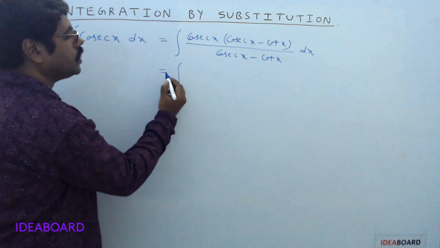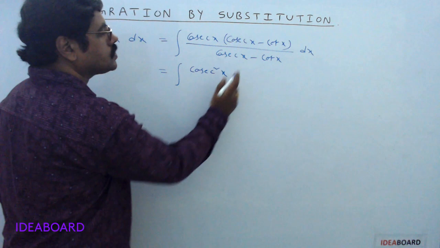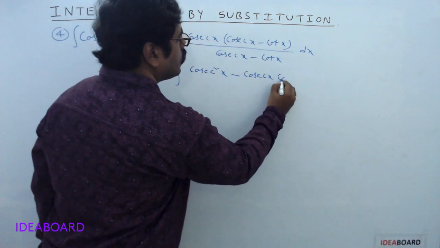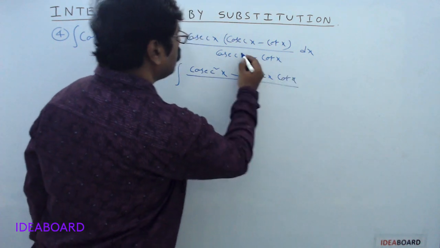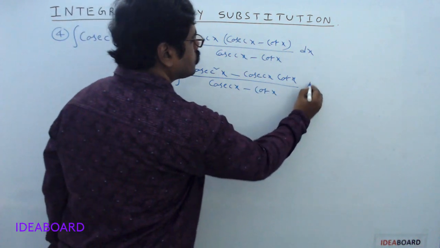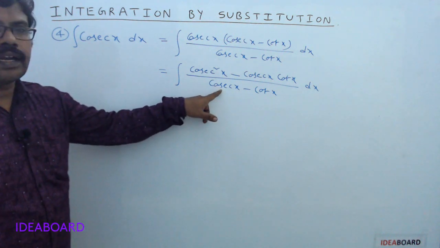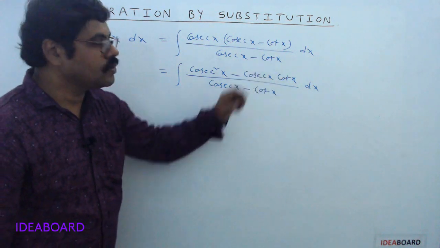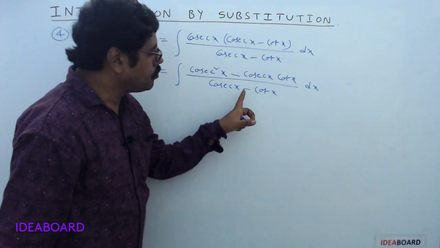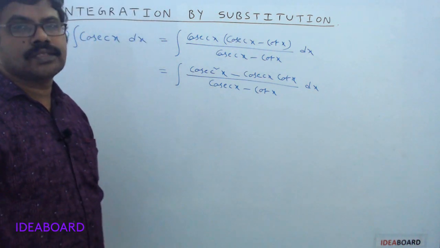Now this equals integral cosecant x into cosecant x, cosecant square x minus cosecant x into cot x, divided by cosecant x minus cot x dx. Now, what is the derivative of cosecant x? Minus cosecant x into cot x. What is the derivative of minus cot x? Plus cosecant square x. This is nothing but cosecant square x.